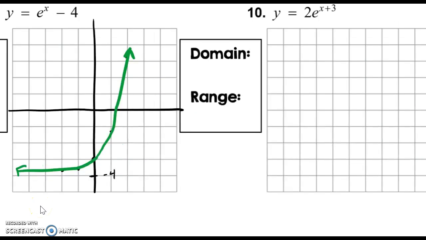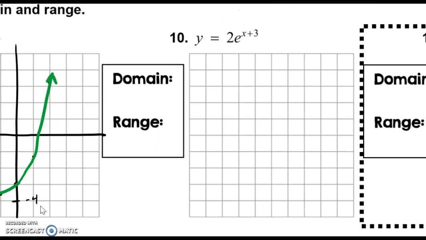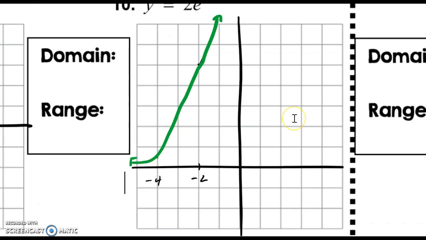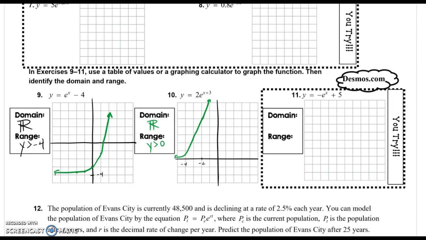Let's move on to number 10. So remember, put that in your graphing calculator and graph it and figure out the domain and range. For this one, the domain will also be all real numbers, but the range here, the y values, are greater than 0. Now you try and do number 11 on your own.